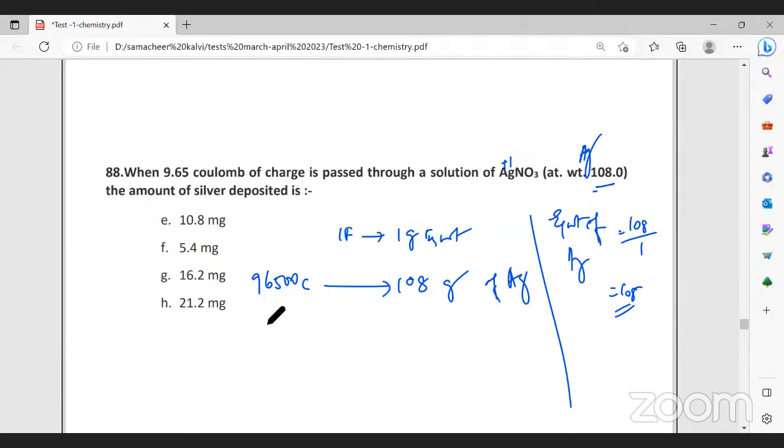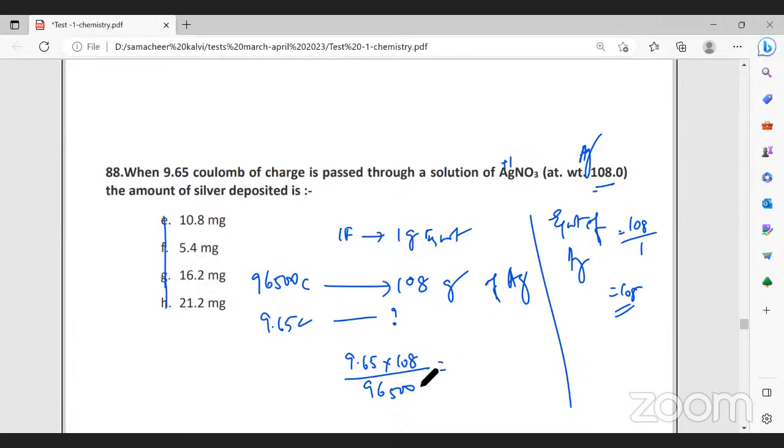But they've given you 9.65 coulombs. Gives you how much? It will be 9.65 into 108 divided by 96,500. On simplifying, we will get the answer, which should be marked as A, B, C, D, E.